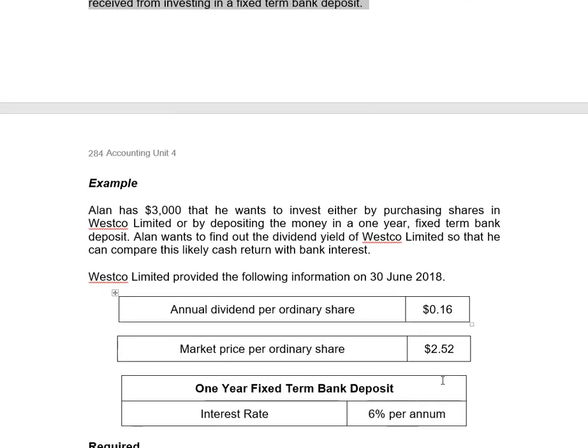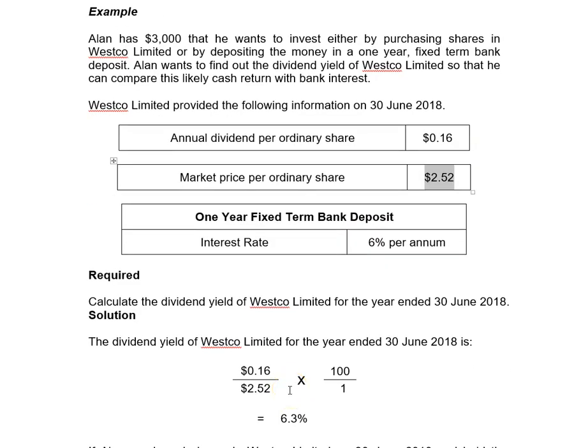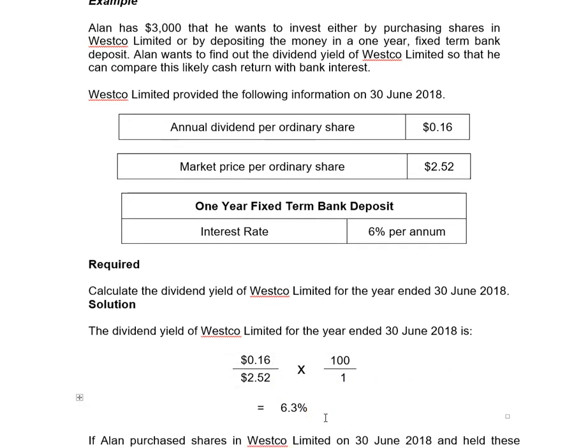Let's look at an example. Let's say Alan has 3,000. He is thinking about investing in either buying shares in Westco Limited or depositing the money in a fixed term bank deposit, which will give him about 6% per annum. Now, the information given for Westco: annual dividend is 16 cents, market price is $2.52. So when you want to calculate the dividend yield, it is easy. Just take the annual dividend per share divided by the market price per share times 100, you get 6.3%.